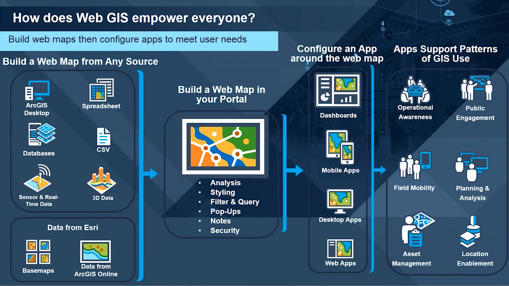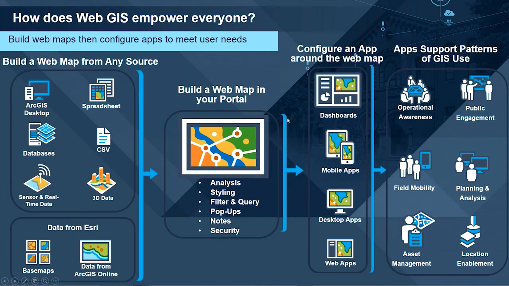So using a WebGIS to enable a user's need or mission workflow is really accomplished in 3 simple steps. The first is building a web map, and that web map can be built from any source. As I mentioned before, this data can come from your enterprise databases, data that you build in ArcGIS Desktop, data from spreadsheets, CSVs, real-time data sets, and even now 3D data. And we also supply base maps, other data and services that can enhance your capabilities.